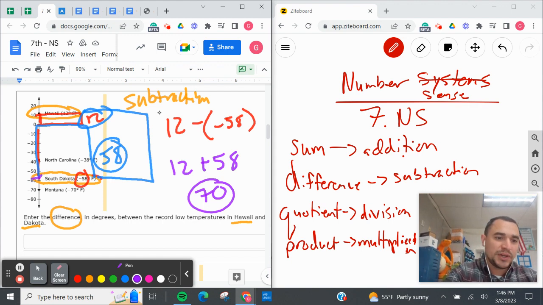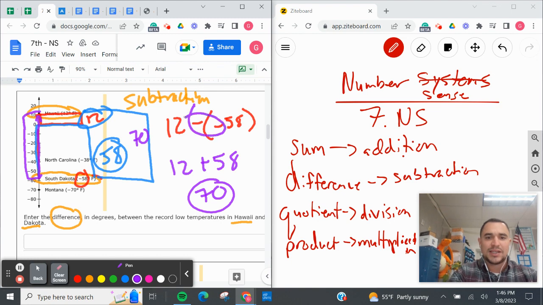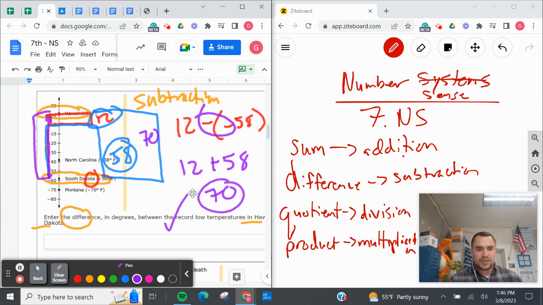So from this point all the way up to this point, you can count all the way up, which is going to be 70. Or you can say, what is the difference? What is subtracting a negative? That makes a positive. So the answer is going to be 70. And if we look here, the answer is 70.